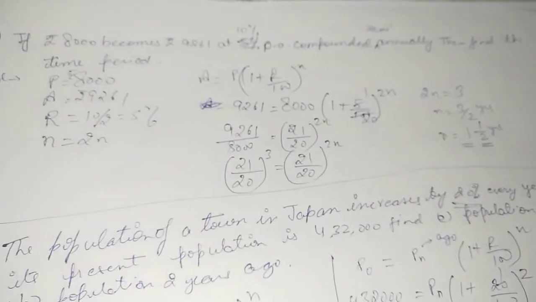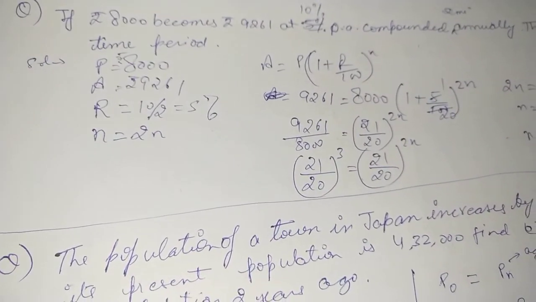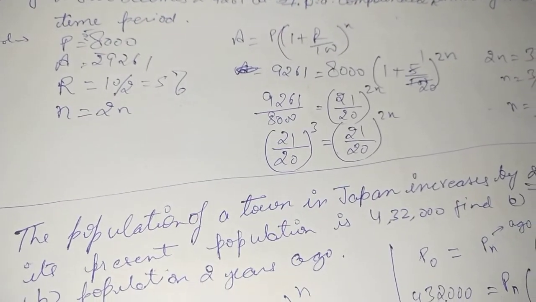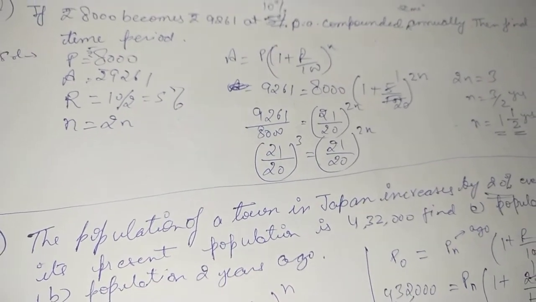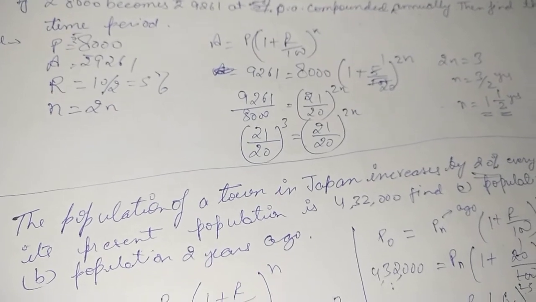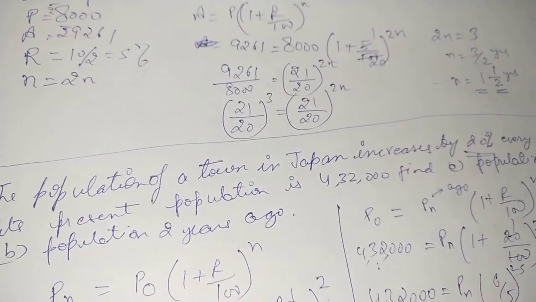Alright. So with this we come to the end of this chapter. You can go through these questions and practice all the odd questions from this exercise and the remaining exercises. Alright children.